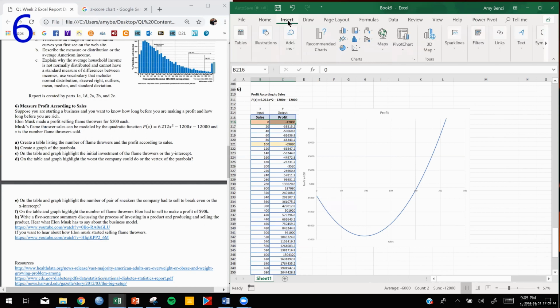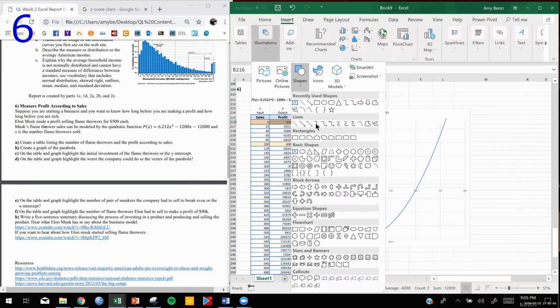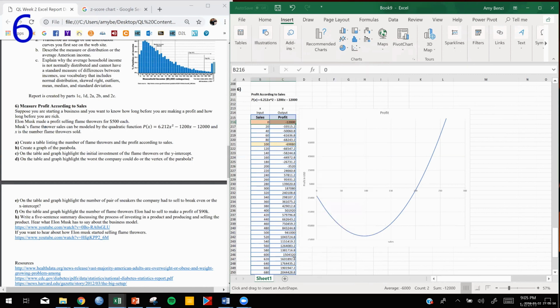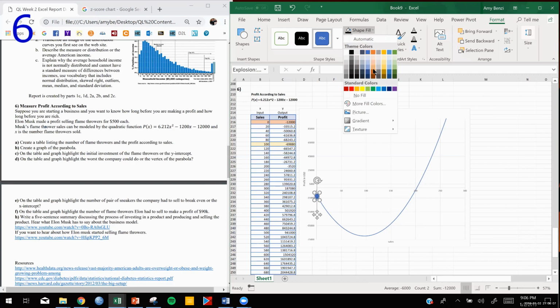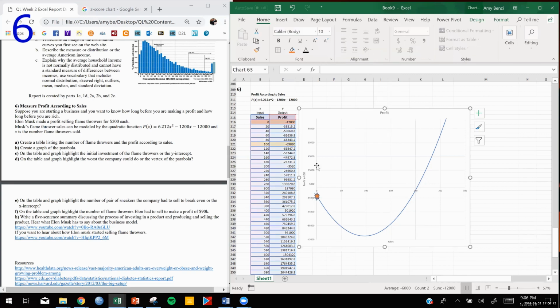And we're going to insert an illustration, a shape, and you guys can choose any shapes you want here. I'm going to choose, I don't know, I like this thing. All right, so I also see how I did my y-intercept in orange. So I'm also going to fill this shape in with the same color. How about that? Now I have my y-intercept, which is my initial investment, logged in.